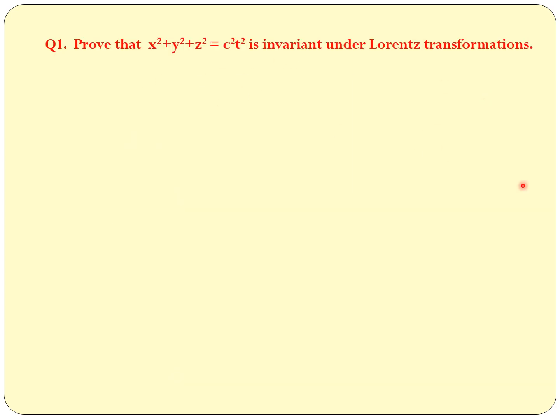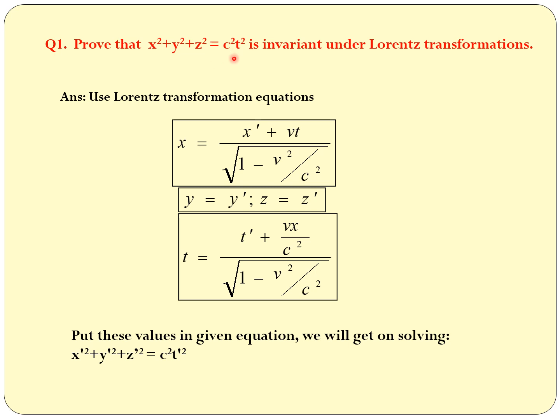There is one question: prove that x square plus y square plus z square equal to c square t square is invariant under Lorentz transformation. Invariant means that if we put the transformation equations for the primed coordinates x prime, y prime, z prime and t prime here, then it should be in a similar form. Then we can say it is invariant under Lorentz transformation. We already know that in place of x we can write x prime plus bt divided by under root 1 minus b square by c square, y equal to y prime, z equal to z prime, and t equal to t prime plus bx by c square divided by under root 1 minus b square by c square.